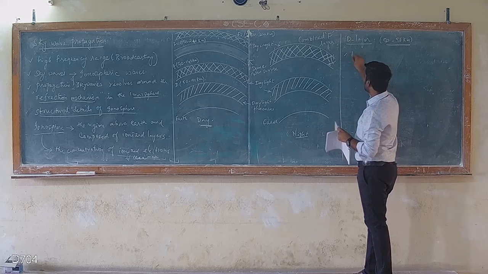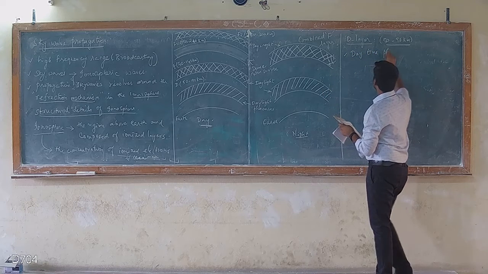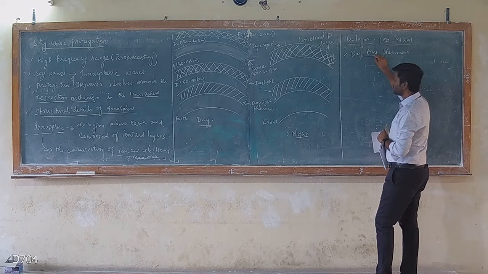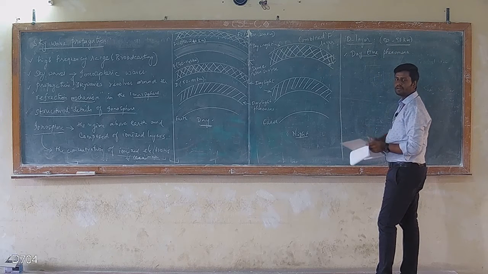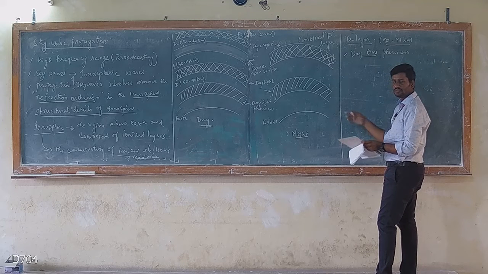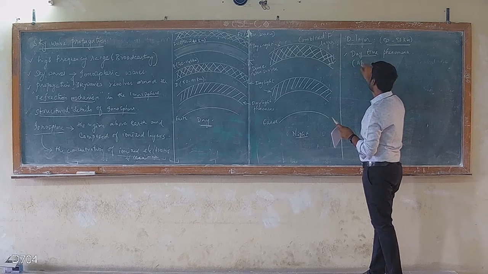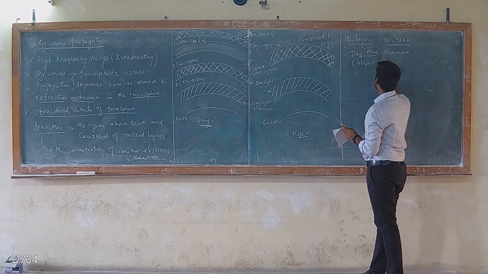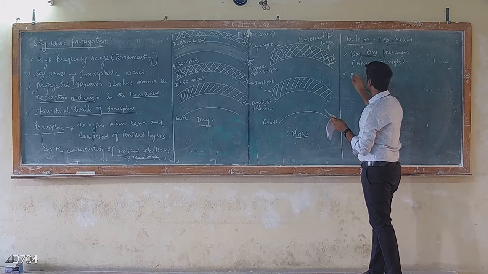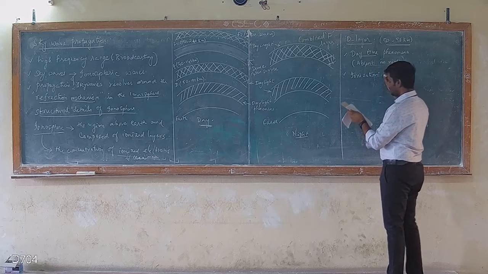It is a daytime phenomenon. What does it mean? It is a daytime phenomenon, so during night it will not exist alone. It will combine with some other layer to form an existence. It is absent at night. Similarly, the maximum electron concentration is low in this particular layer.